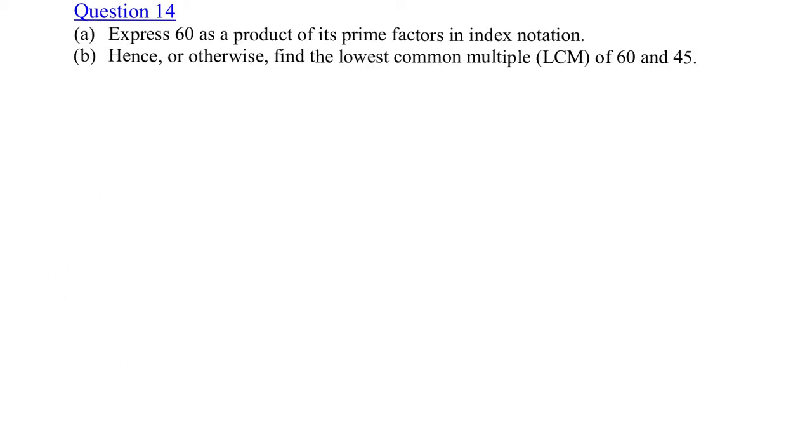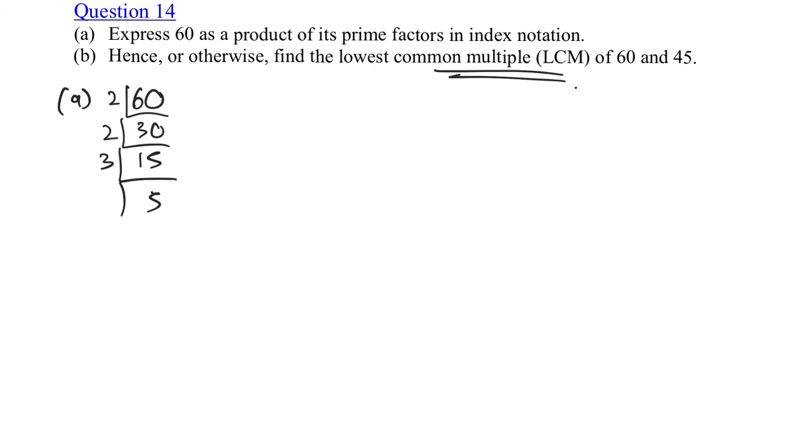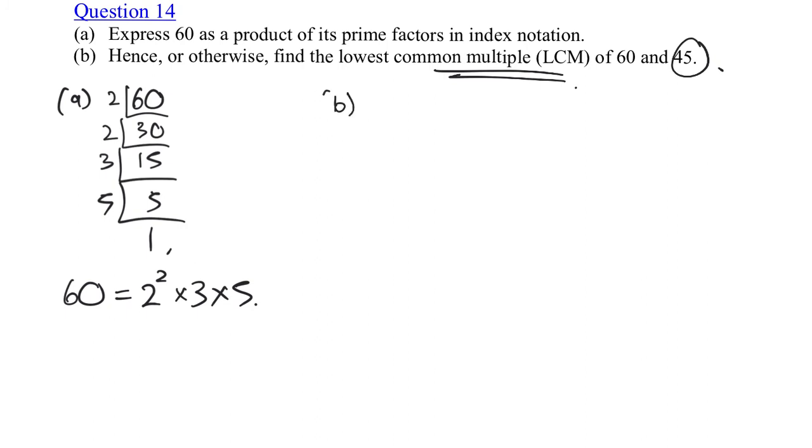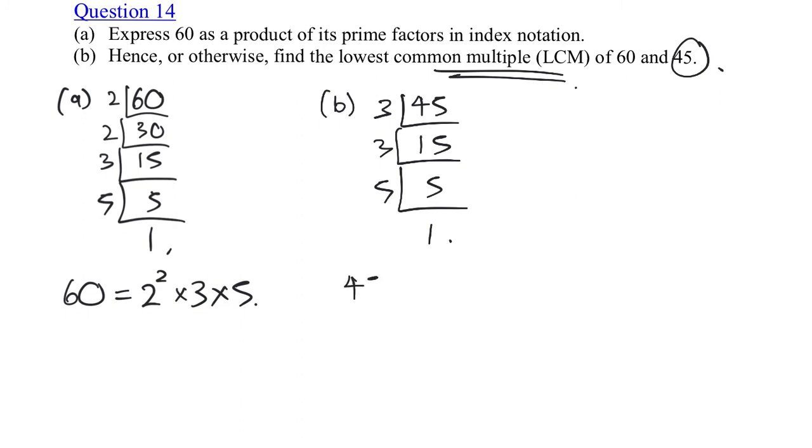Right, so for now, LCM, same thing, we have to know our prime factorization. So 60 divided by 2, 30, 2, 15, 3, get 5, and finally 5, 1. So 60 is actually 2 squared times 3 times 5. Now, there's a number 45 which I also have to do prime factorization on. So I do 3 to get 15, 3 again to get 5, and finally 1. So 45 can be expressed as 3 squared times 5.